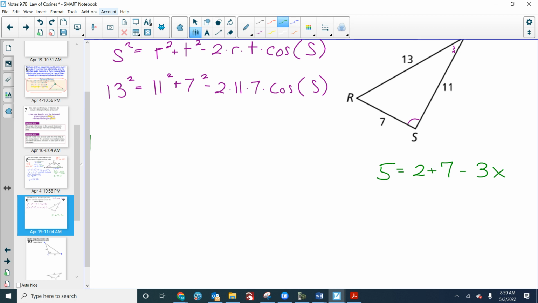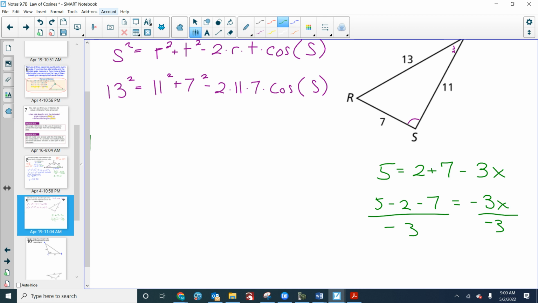Anybody brave enough to tell me their answer? 4/3? Yeah, look. Don't you subtract the 2? Subtract the 7? And then divide by -3. Agree? Now, I'm leaving those uncombined for a reason. You'll see why in a second.